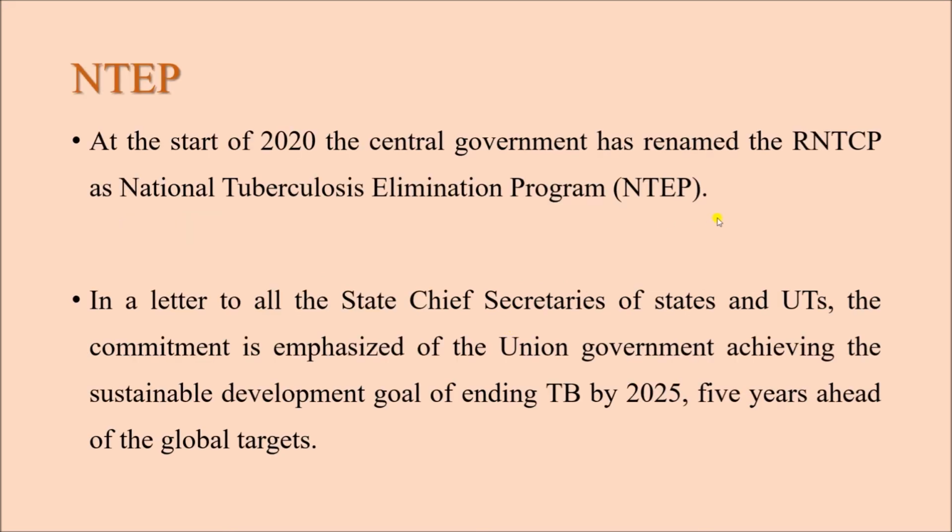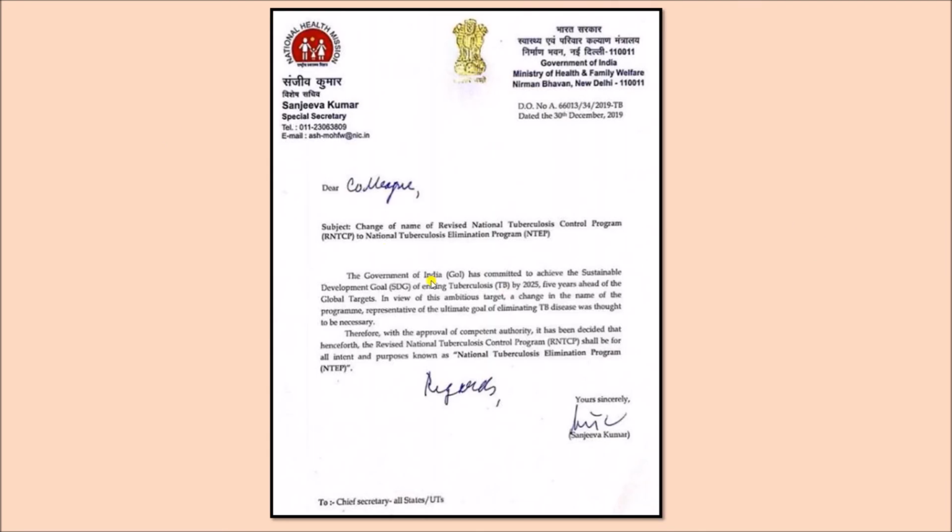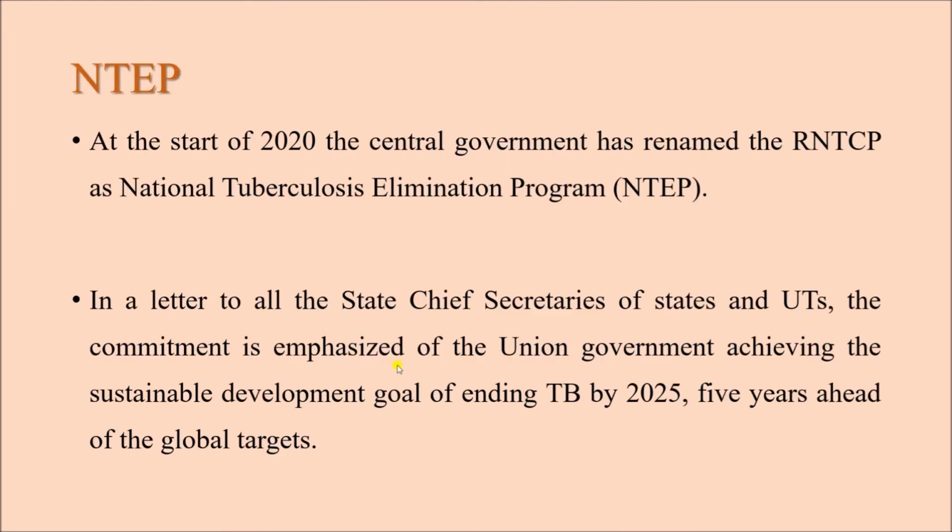Next is NTEP, that is National Tuberculosis Elimination Program. In the first part of 2020, the central government renamed the RNTCP as National Tuberculosis Elimination Program. So the revised National Tuberculosis Control Program was renamed as NTEP. The control program became an elimination program, so we are being more stringent and more focused regarding the elimination of the disease from our country. That is why this name was changed. This is the letter, the subject being change of name of revised National Tuberculosis Control Program to National Tuberculosis Elimination Program. This was sent to all the state chief secretaries of states and UTs.